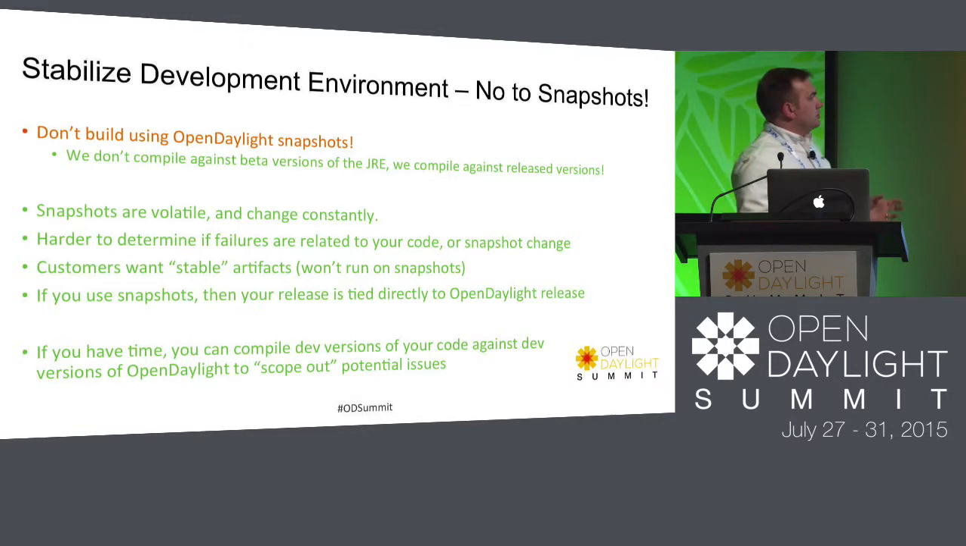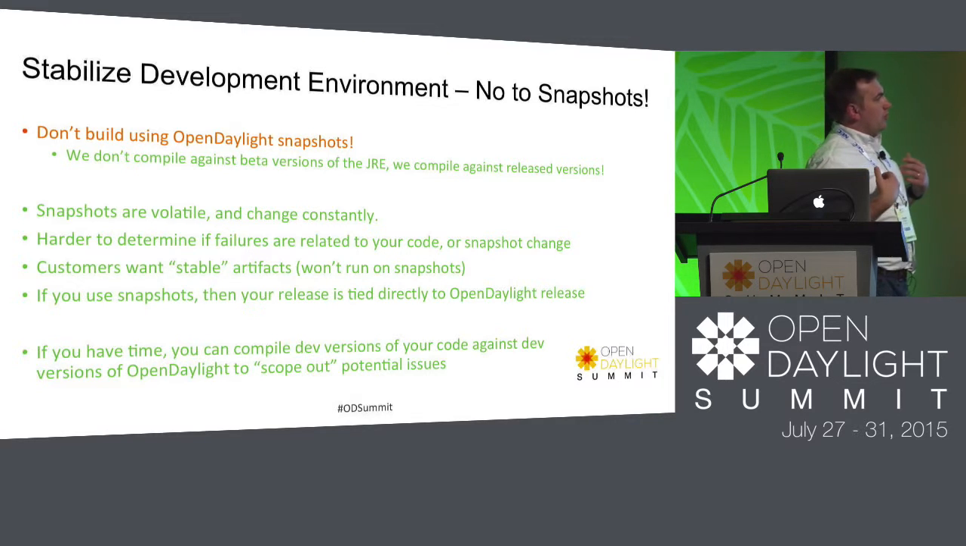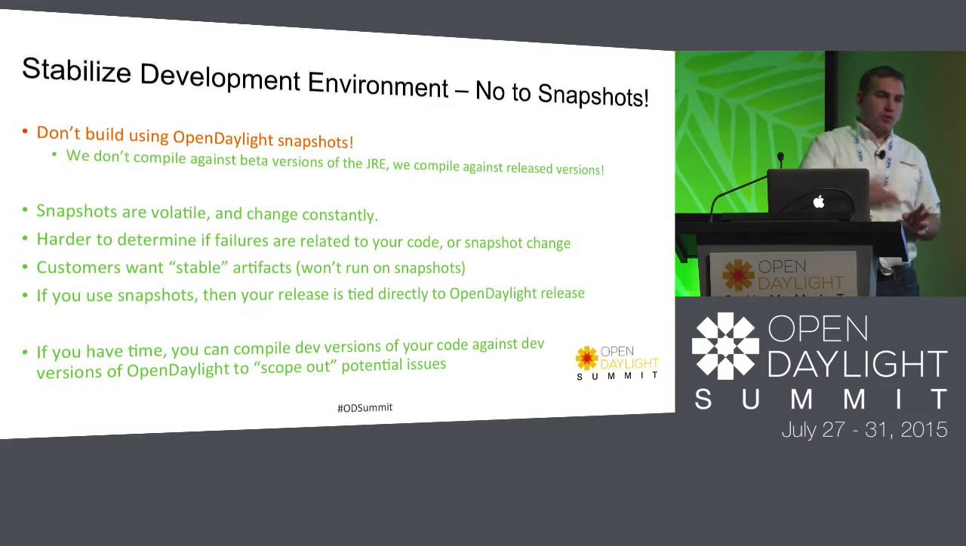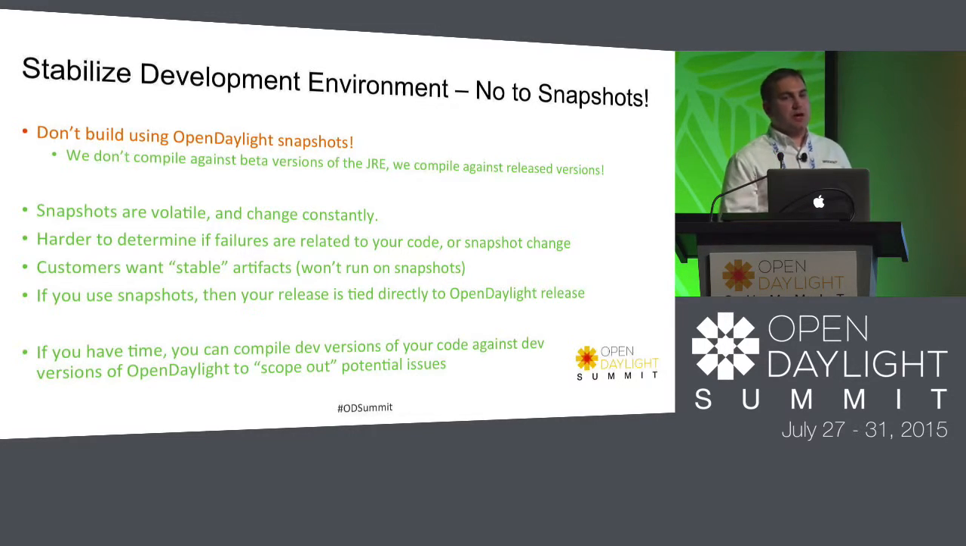So I would encourage anybody who is actively developing against OpenDaylight, or creating a product out of OpenDaylight, to build against release artifact versions as your primary goal. Once you've got that down, then see how you can roll in snapshots. But you have to be very careful with it. Otherwise, you're just going to spend a lot of time trying to figure out what's going on.